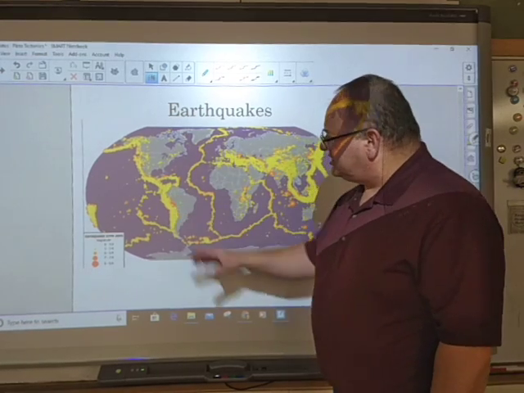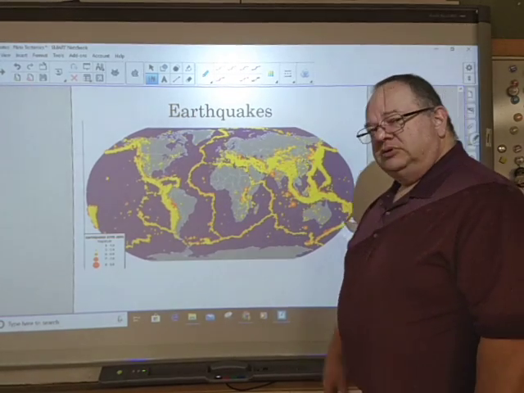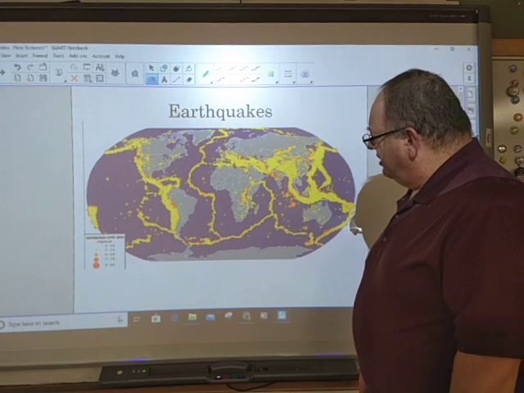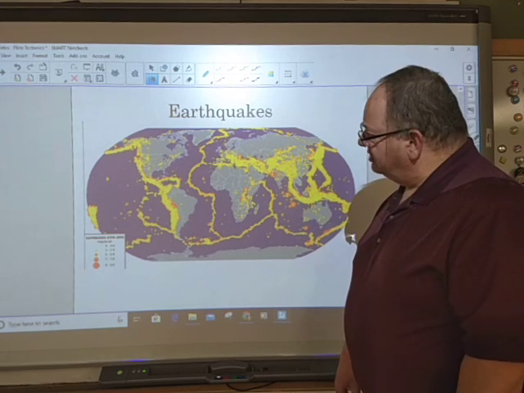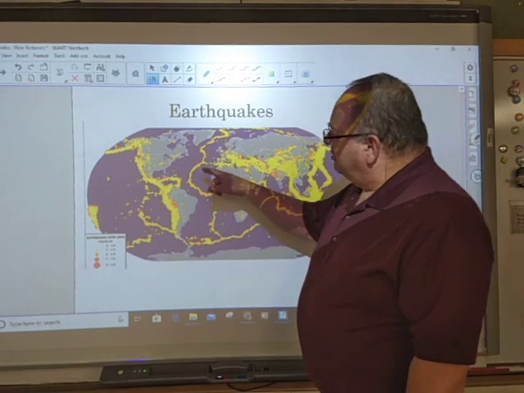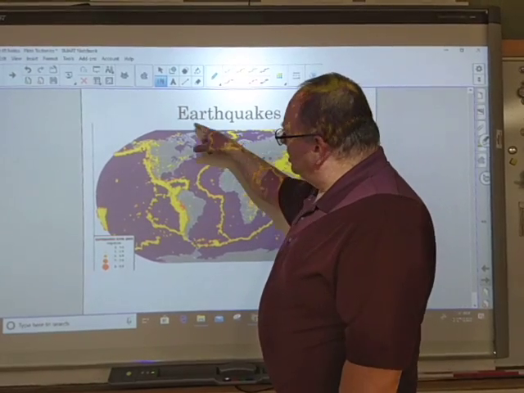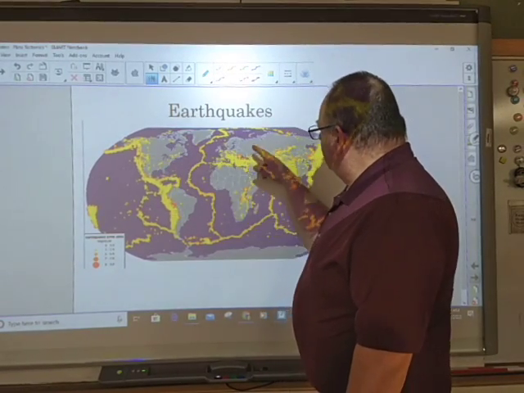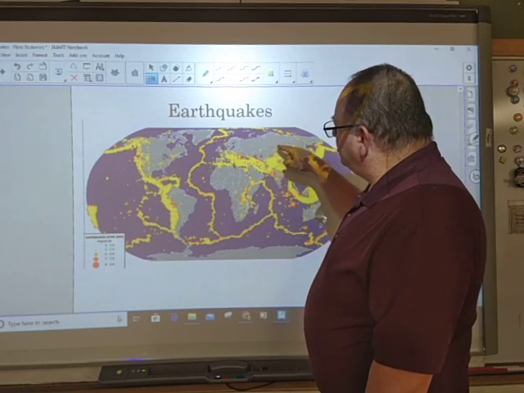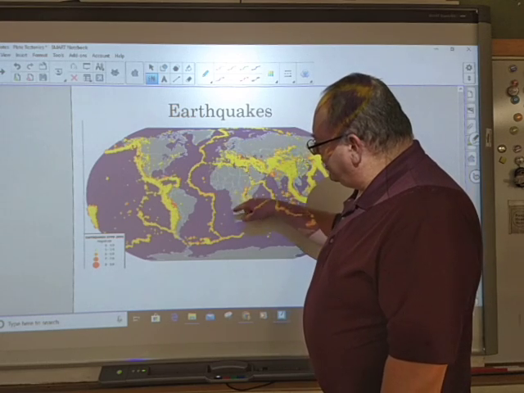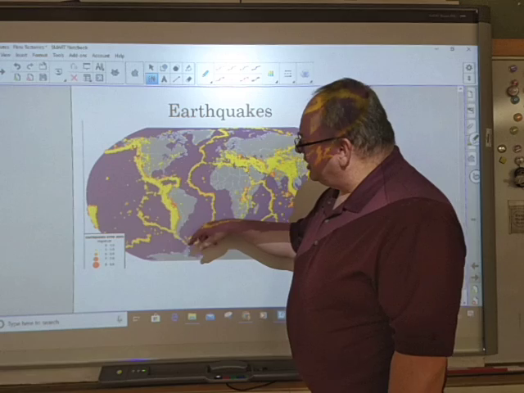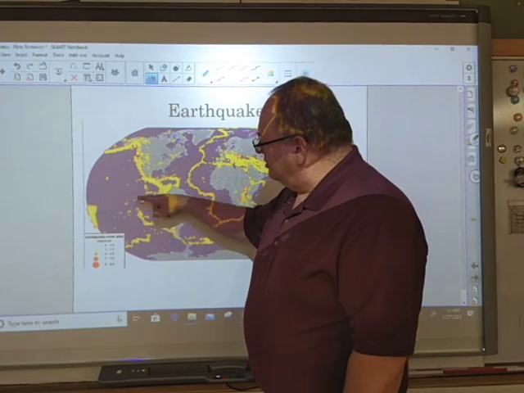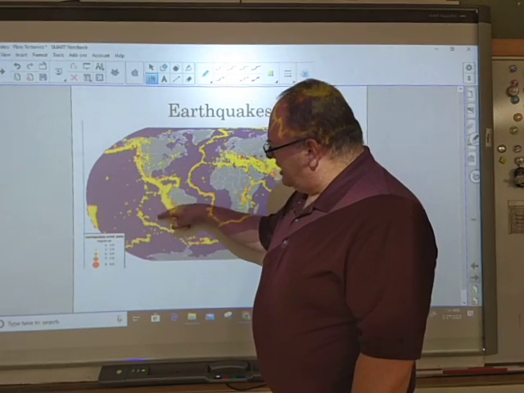And when you look at this map, does it not look like the Earth is broken into pieces? Okay? Right here is what we call the North American plate. Over here is what we call the Eurasian plate. Here's what we call the African plate. Here's the South American plate. Here's the Pacific plate. Here's, I think this one's called the Nazca plate.